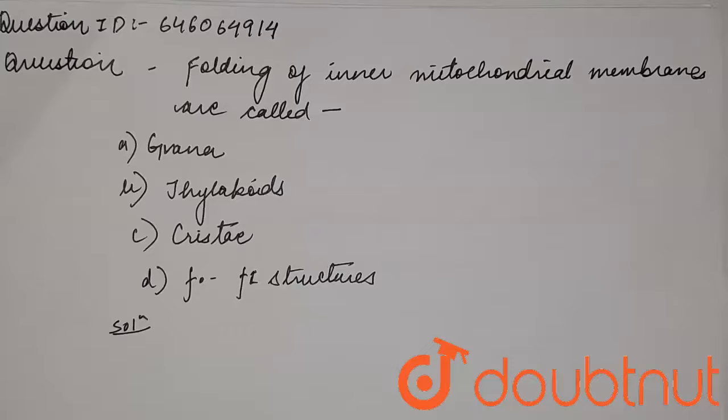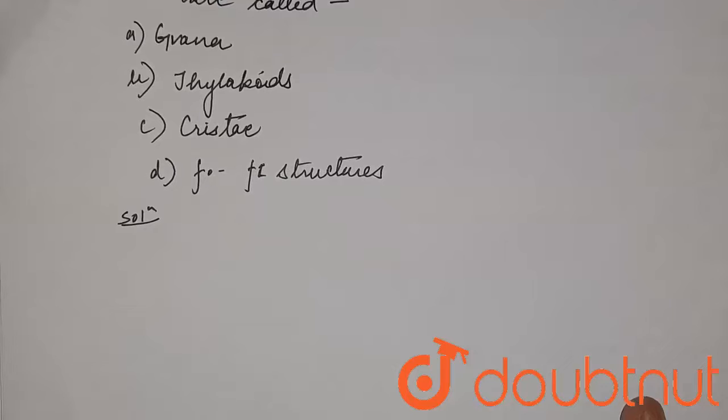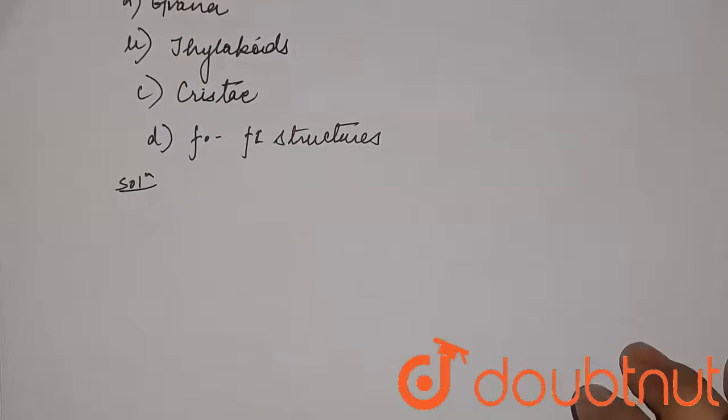Hello students, so we have a question. Foldings of inner mitochondrial membranes are called A. grana, B. thylakoids, C. cristae, and D. F0-F1 structures.